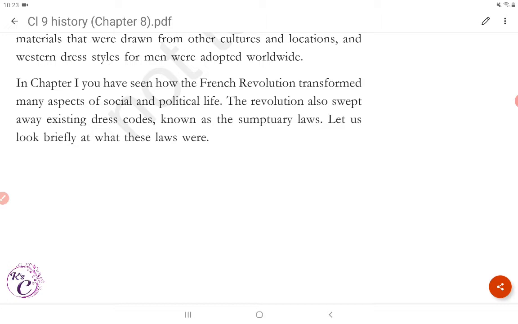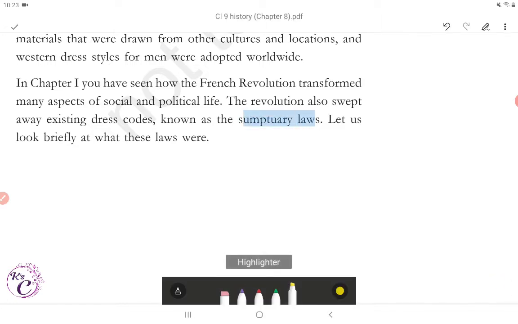The revolution also swept away existing dress codes, known as the sumptuary laws. Let us look briefly at what these laws were.